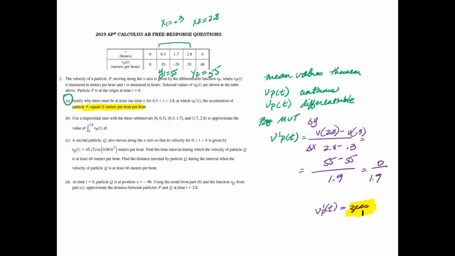So if you're to justify this, you can say something to the effect that I am using the mean value theorem because V sub P of T is continuous, and in addition, it is also differentiable. So then by the mean value theorem, you're finding the V prime of T, which is a change of Y over a change of X. And given that the change of Y has the same number of 55 meters per hour, therefore, V prime of T is equal to 0.